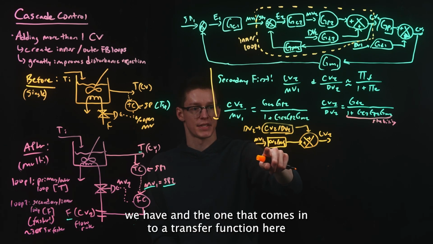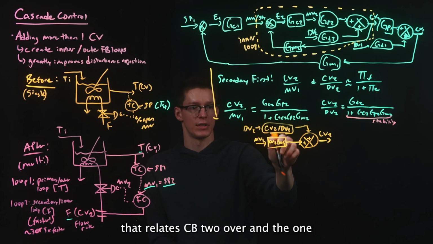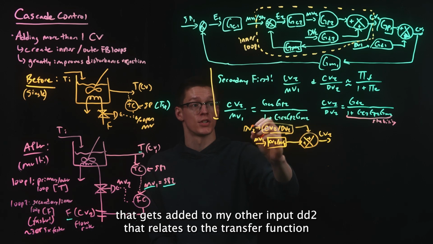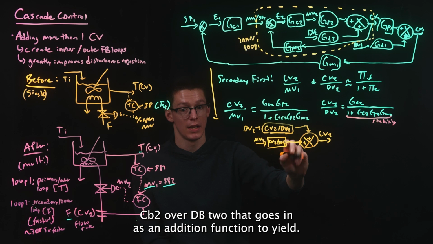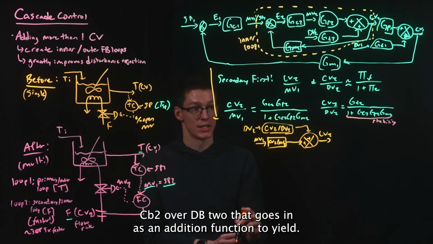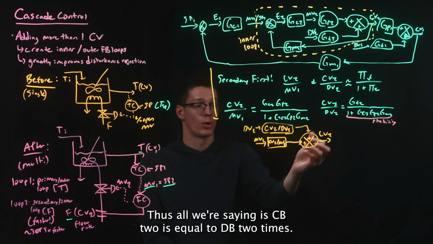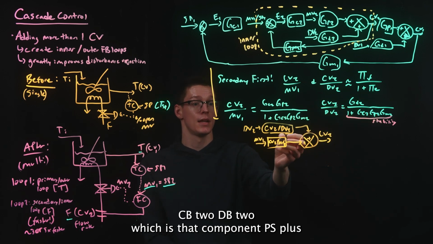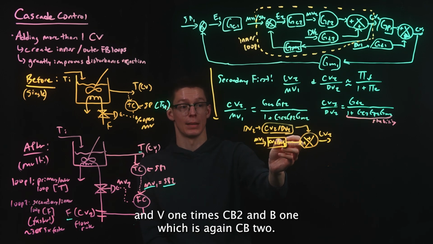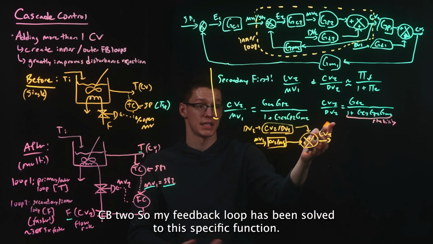We have MV1 that comes into a transfer function here that relates CV2 over MV1. That gets added to my other input, DV2, that relates the transfer function CV2 over DV2, and goes in as an addition function to yield CV2. That makes sense, because CV2 is a function of both of these. Thus, all we're saying is CV2 is equal to DV2 times CV2 over DV2, which is that component piece, plus MV1 times CV2 over MV1, which is the other piece. The two pieces come together to form the total CV2.